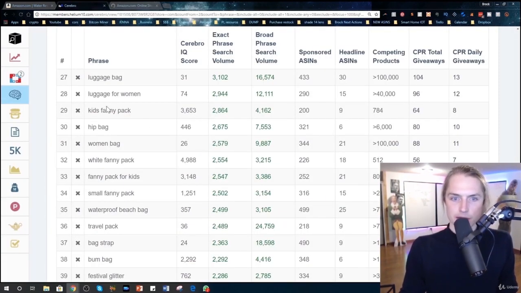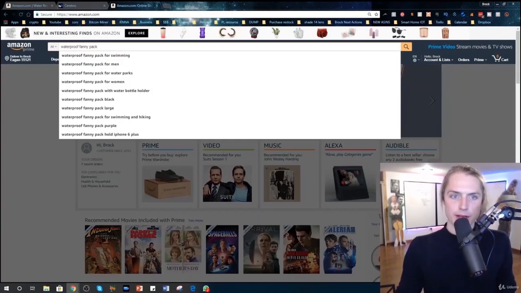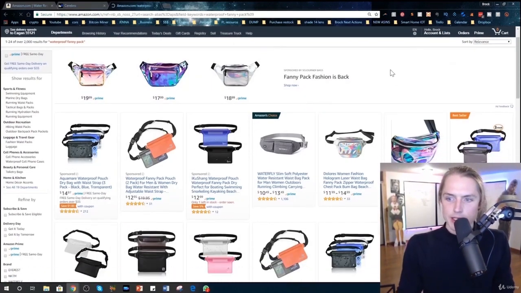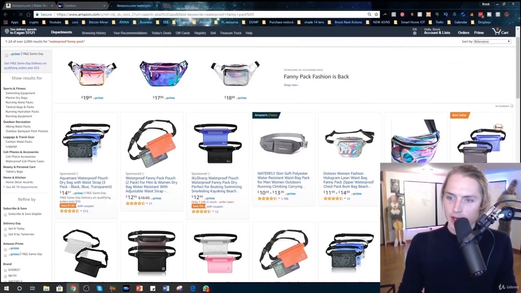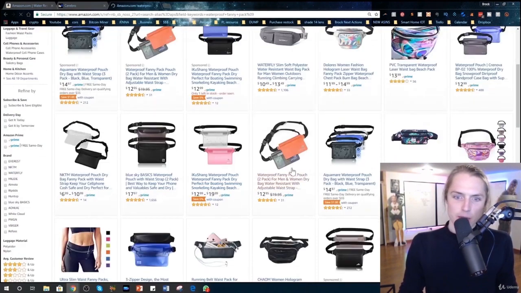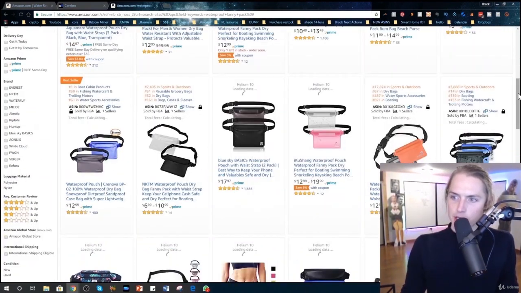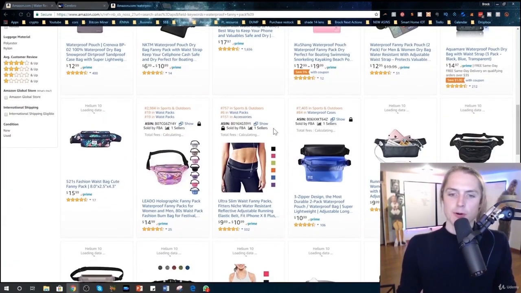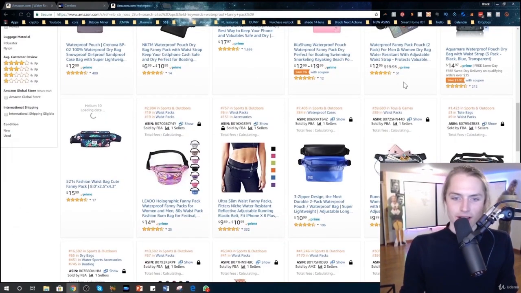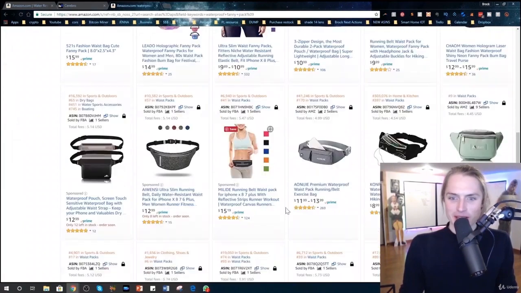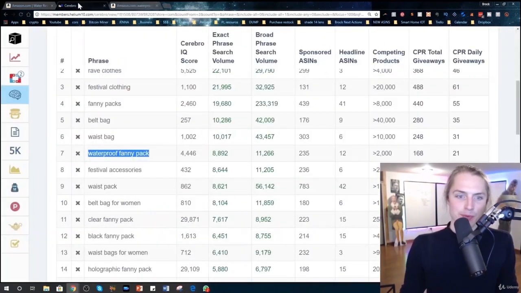That's what I would do. So let's see, we could look up a waterproof fanny pack. So we're just going to analyze that. We've got the holographic ones and everything, but then we also have these more utilitarian ones. It looks like these are silicone. So these would be more for the camping people, whereas obviously the holographic ones are going to be for those festival people.